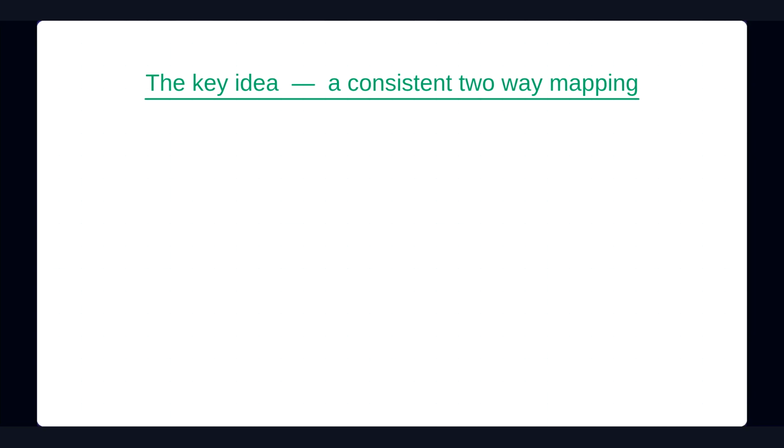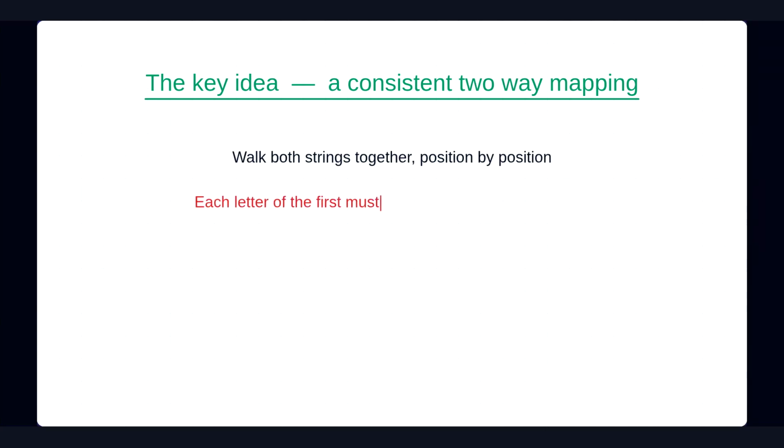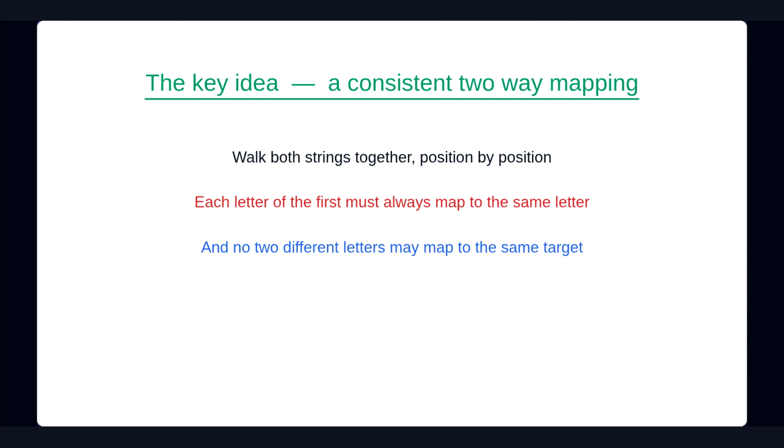The idea is to build a letter-to-letter mapping as we walk both strings side by side. At each position we have a pair, a letter from the first string and a letter from the second. If we've seen that first letter before, it must map to the same second letter as last time or the pattern breaks. And we also need the reverse to hold so that two different first letters never collide onto the same second letter. We keep two maps, one each way, and if any pair violates either map, the answer is false.